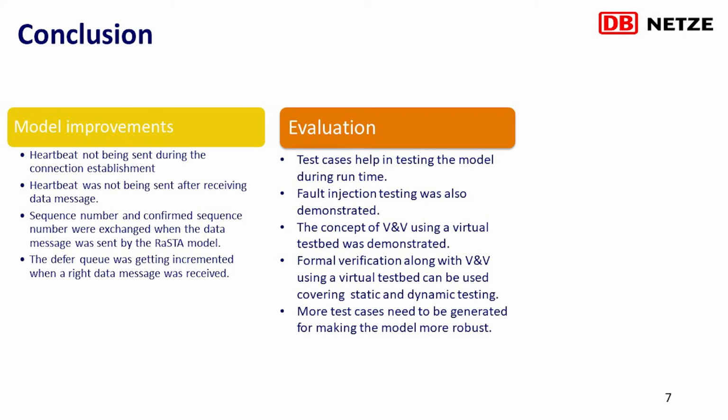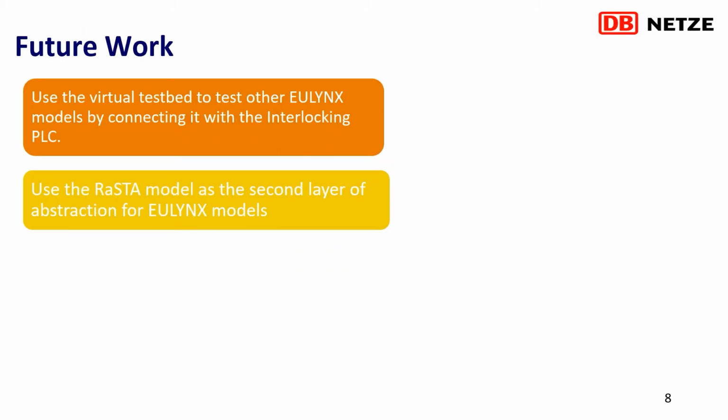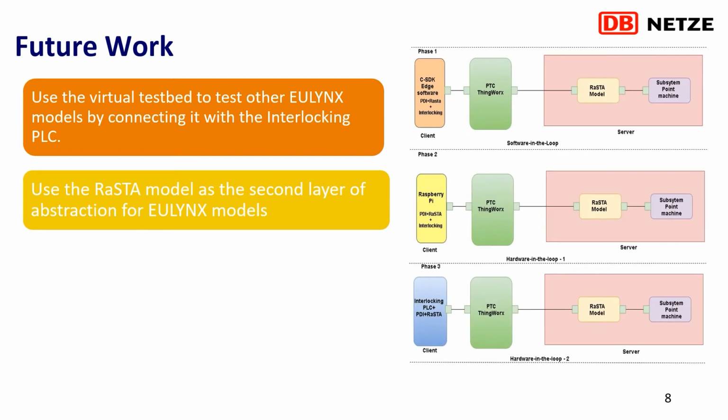Test cases were generated and model improvements were found. Test cases helped in checking the model in real time. Fault injection testing was done and the concept of verification and validation using a virtual testbed was demonstrated. Hardware in the loop testing can be done in the future using a similar concept integrated with other EULYNX models. The RaSTA model can be used as a second layer of abstraction in the logical architecture of the EULYNX standard communication interface.